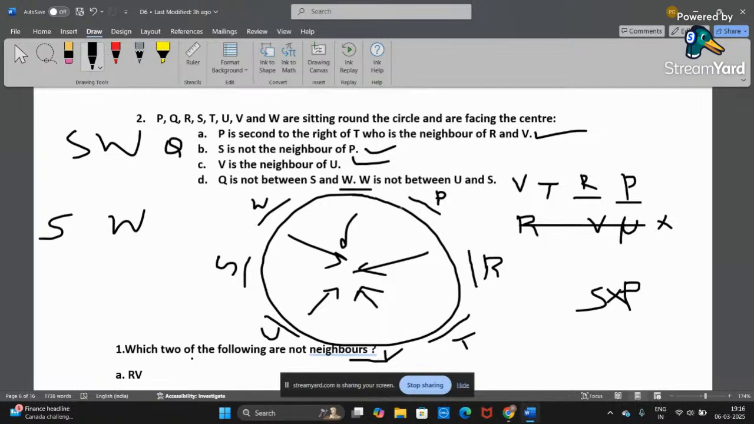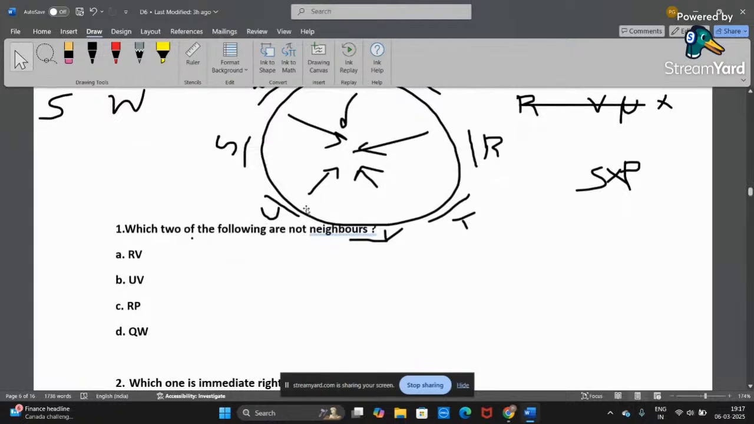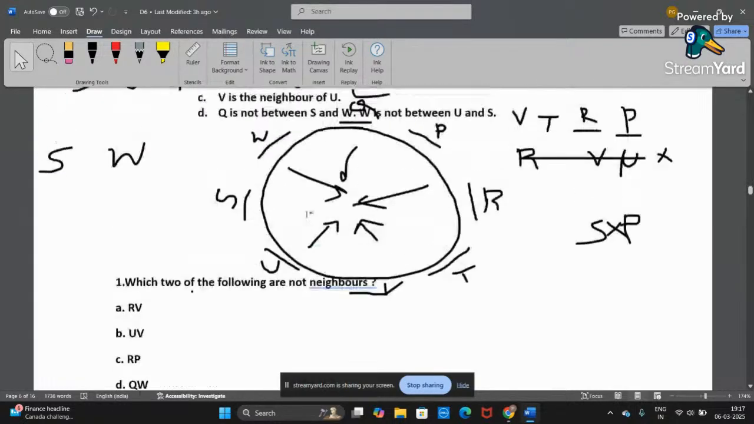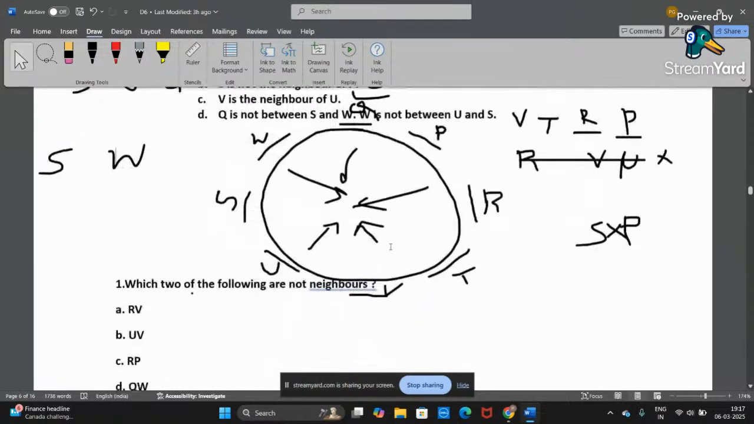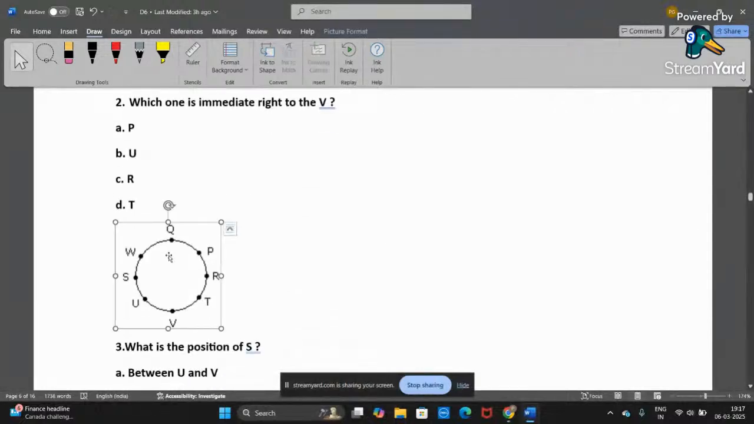Okay. Then what is the left out letter? Q is not between S and W. It is not between here. So the remaining place is here. So we are writing this here. Okay. Now let's solve the problem based on this. First we need to analyze and draw it. Then we need to solve.